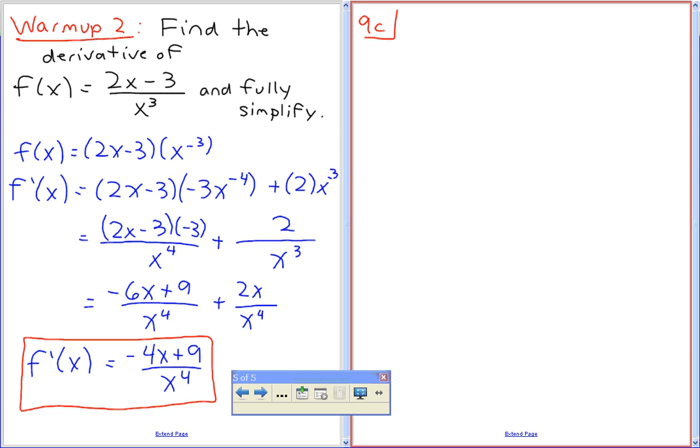This is 9C from last week's homework. I'm going to give you one line for this because that says y equals negative 2x squared. You got that one. It's from the weekend.